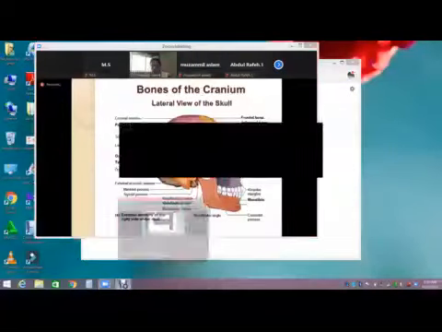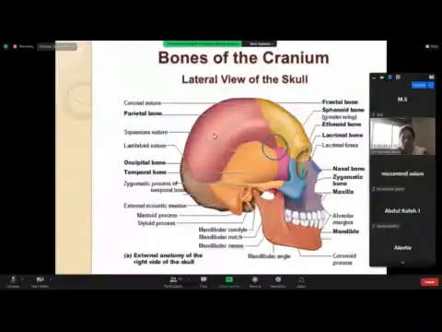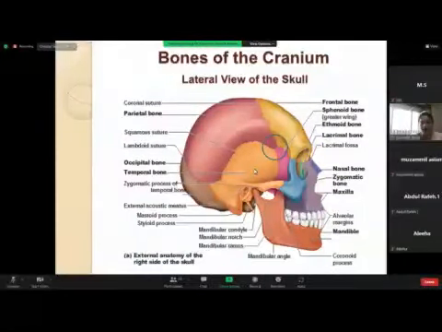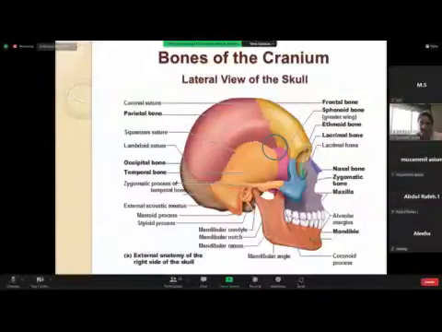This is the frontal bone, which is an unpaired bone. We have two parietal bones, or paired parietal bones. We have a single occipital bone at the back, and we have paired temporal bones. This circular region present here is the thinnest part of the skull, and it is very important clinically. This region is called pterion.